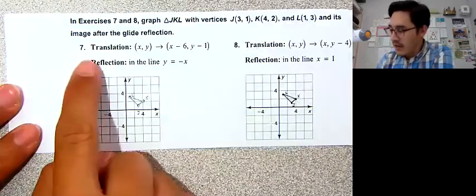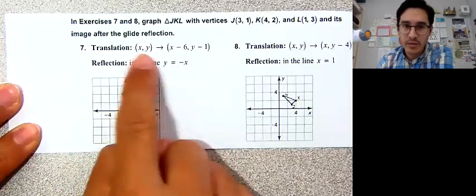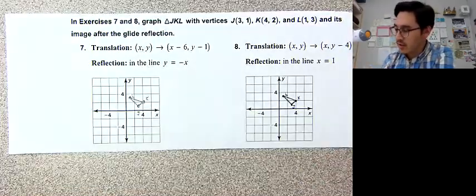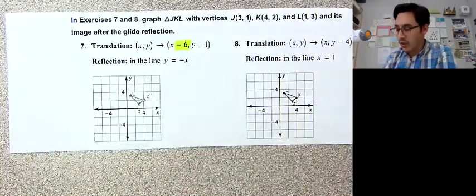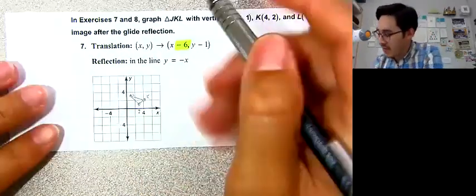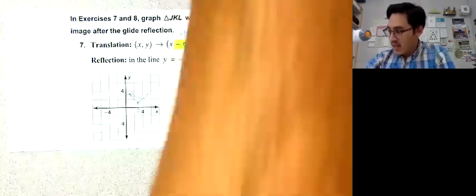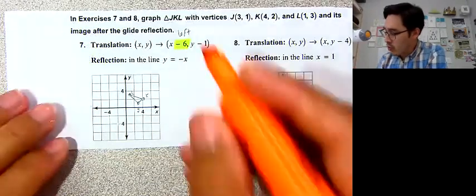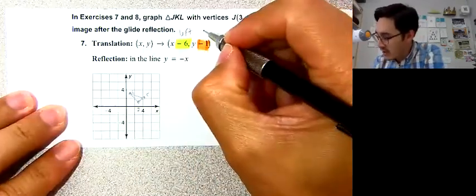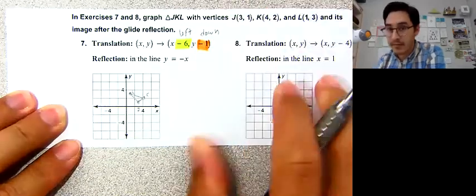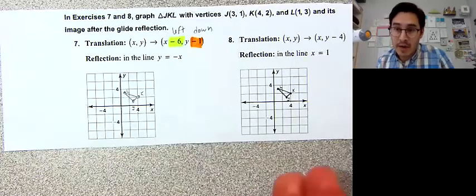In this order, we're going to do things. First, a translation. This rule is telling us to subtract 6 from the x coordinate, which is going to have the effect of shifting it to the left, and also to subtract 1 from the y coordinates, which is going to have the effect of moving it down.